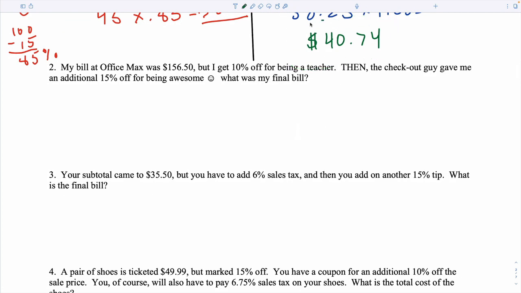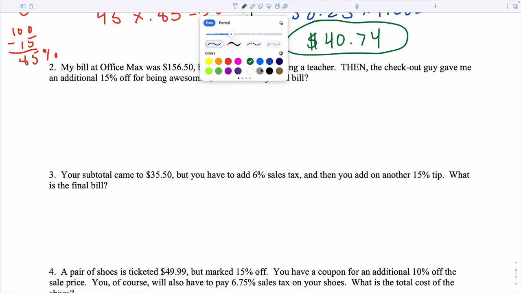Sure. My bill at Office Max was $156.50, but I get 10% off for being a teacher. Then the checkout guy gave me an additional 15% off for being so awesome. True story. What was my final bill? Question, Max. Can we do reverse after?